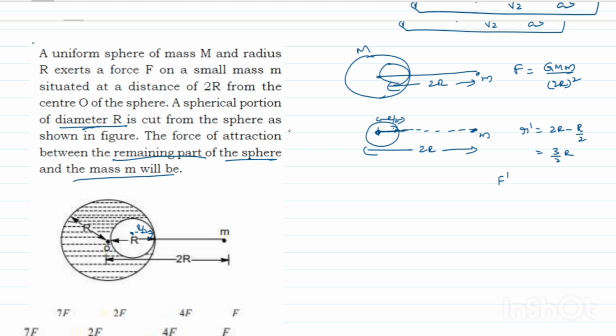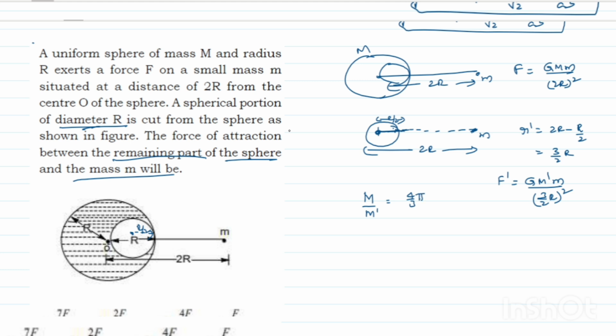Now F dash is G into, since some portion of mass is being removed, we name that mass M dash, into m by 3 by 2 R whole square. How much mass is being removed? It is the total mass by removed mass, which will be equal to the ratio of total volume. So here mass per unit volume, this is 4/3 pi into R.